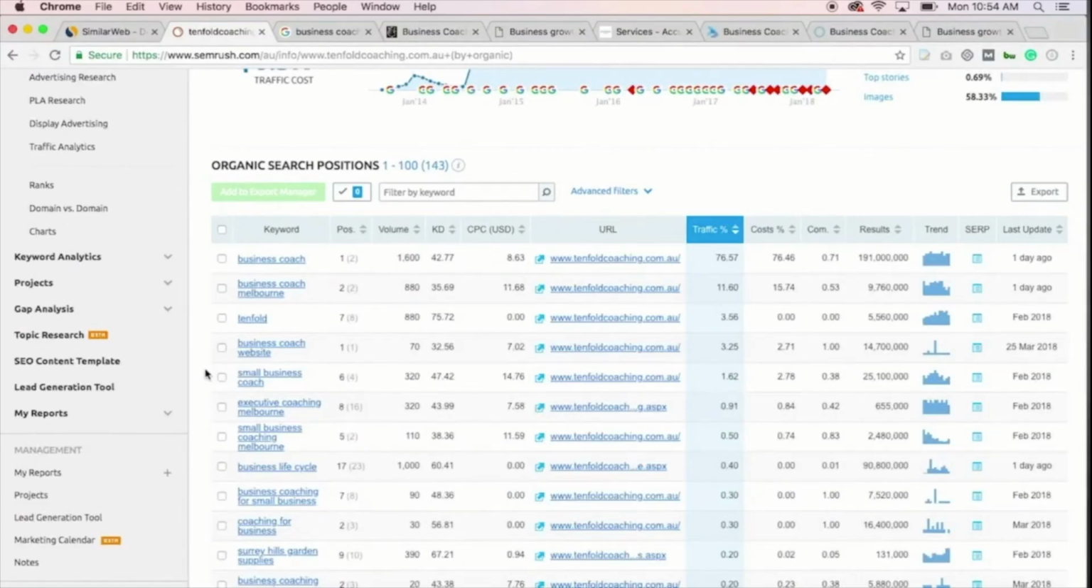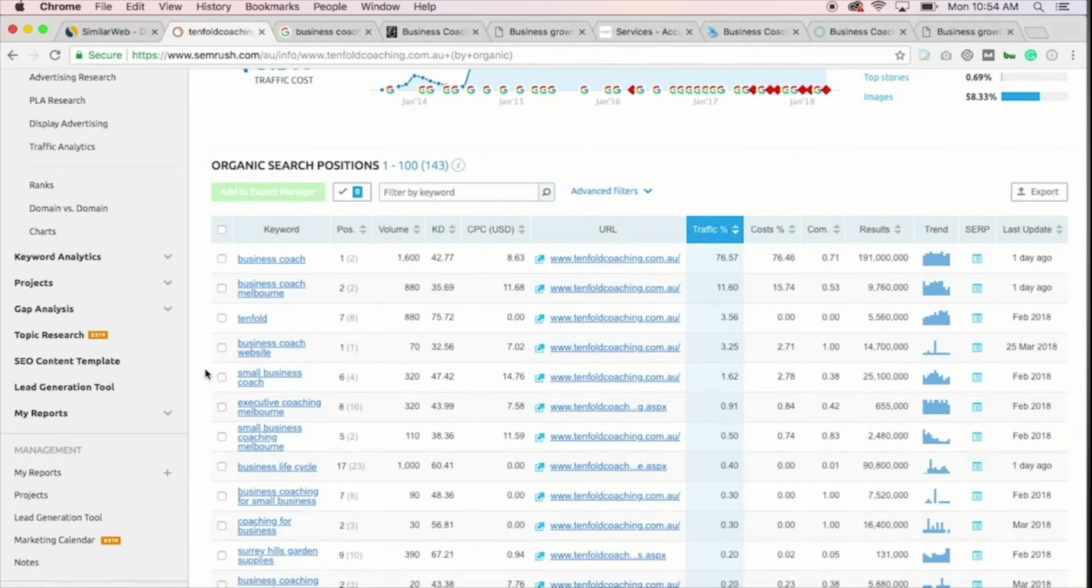So the first one here, which is their number one most important keyword, is the word business coach. And that was just a guess for me, but it looks like I hit right on the money term. They rank page 1, position 1 for that keyword organically, and there's around 1,600 searches for that specific keyword. And it goes on: business coach Melbourne, business coach website, small business coach, executive coaching Melbourne.